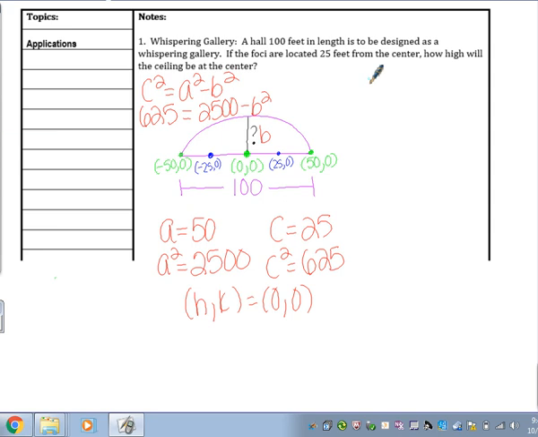All right, so that would give me B squared equals 2,500 minus 625. So B squared is 1875. And then what would I have to do next? Square root. Yeah, and you can break it down into an exact radical if you would like, or you will be able to put this as a decimal. It doesn't matter.